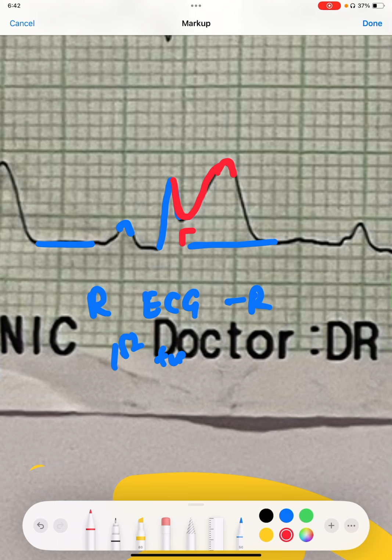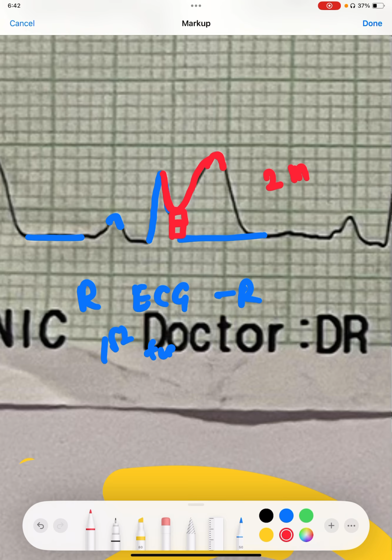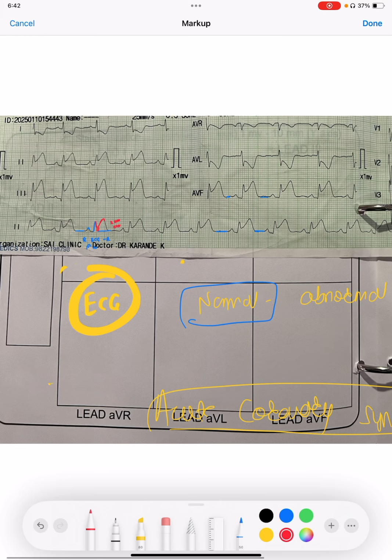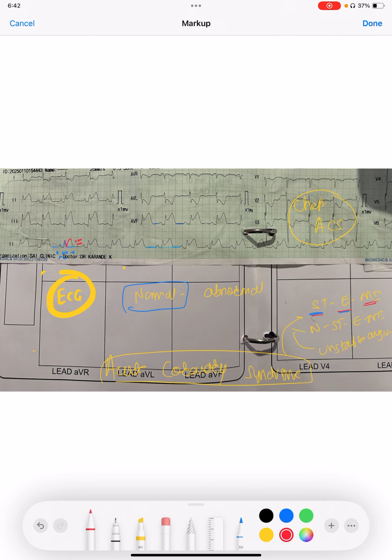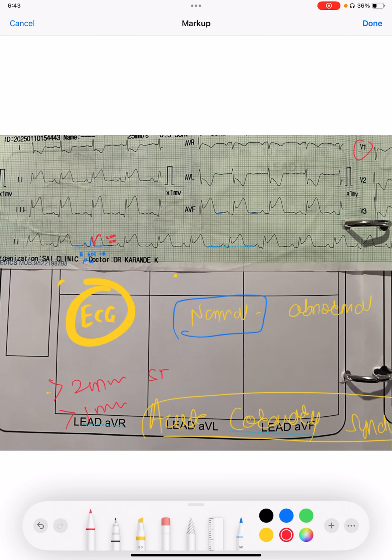This is the baseline. We can see there is one small box and two small boxes, so there are two small boxes, or 2 millimeter elevation. To call it ST elevation MI, we need more than 2 millimeter ST elevation in chest leads, meaning V1 to V6, and or more than 1 millimeter ST elevation in limb leads. So in lead 2, 3 and aVF, it is more than 2 millimeter ST elevation, which means it is ST elevation MI.